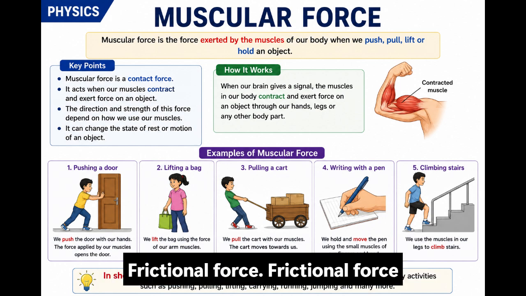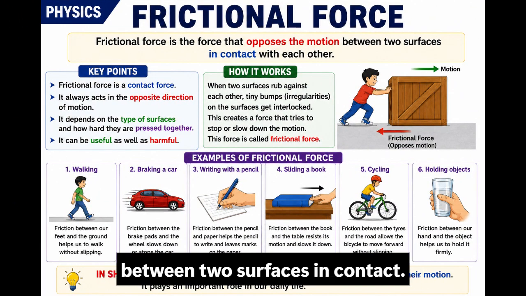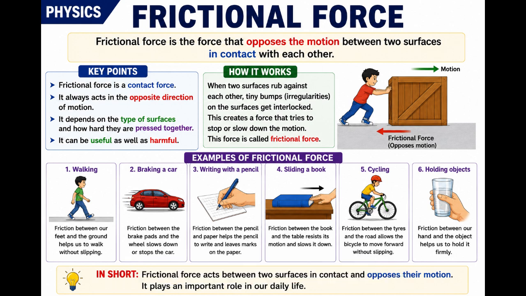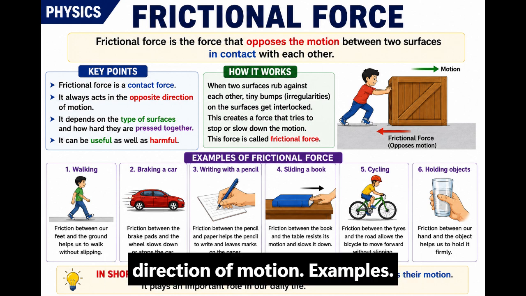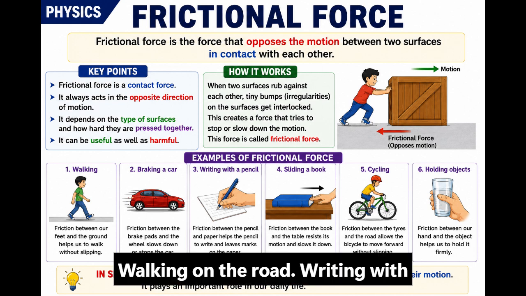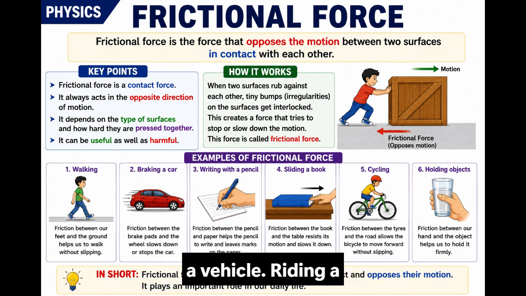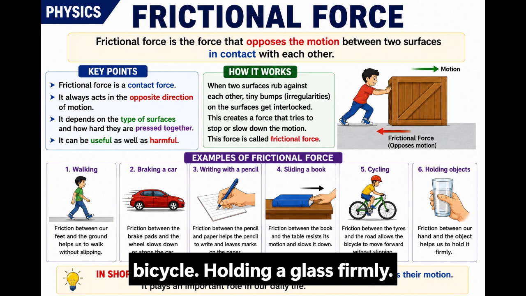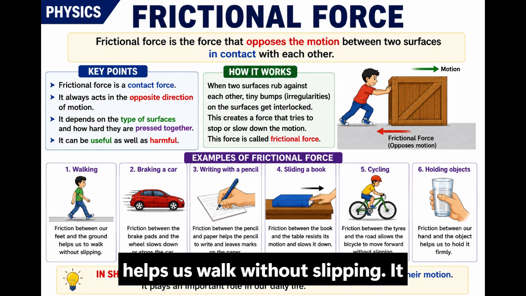Frictional force. Frictional force is the force that opposes the motion between two surfaces in contact. Friction always acts opposite to the direction of motion. Examples: walking on the road, writing with a pencil, applying brakes in a vehicle, riding a bicycle, holding a glass firmly. Advantages of friction. It helps us walk without slipping.